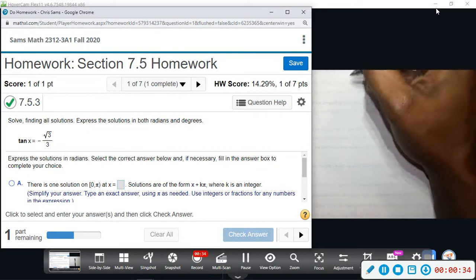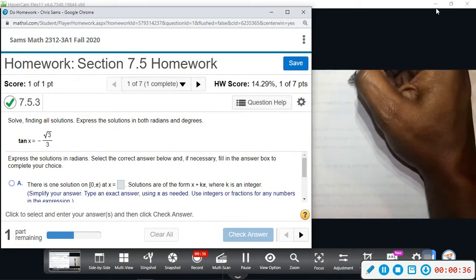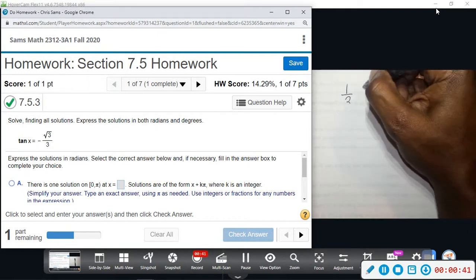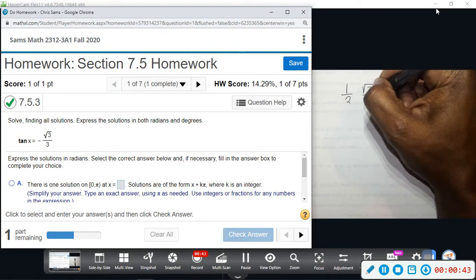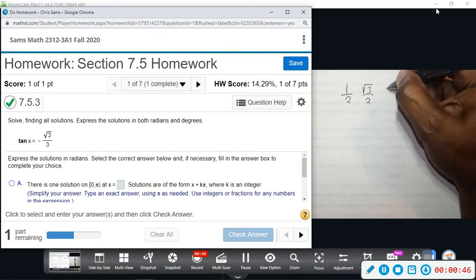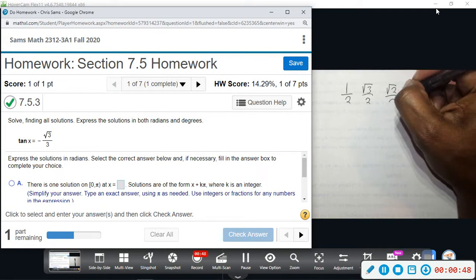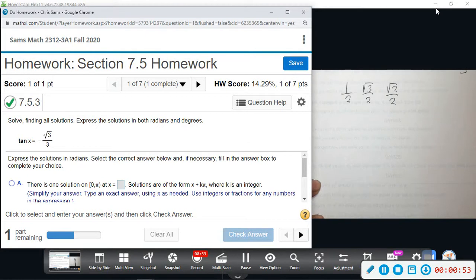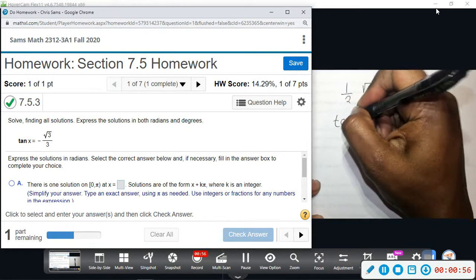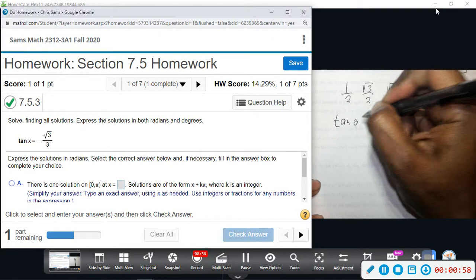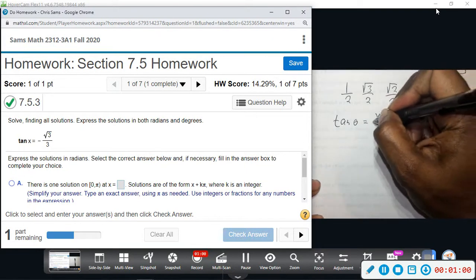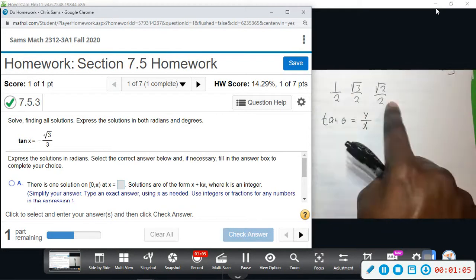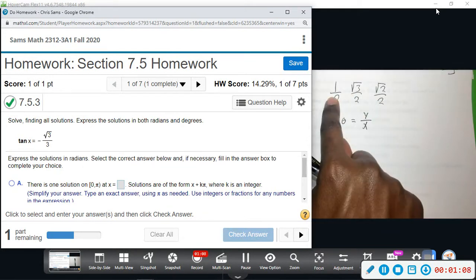So the ordered pairs that you see on the unit circle are 1/2, it could be positive or negative, square root of 3 over 2, again can be positive or negative, and you have square root of 2 over 2. Alright, so these are the different x and y values. Tangent of any angle is going to be equal to the y value divided by the x value. So these will be all the different values. You can pretty much ignore the 2 because it's going to go away.